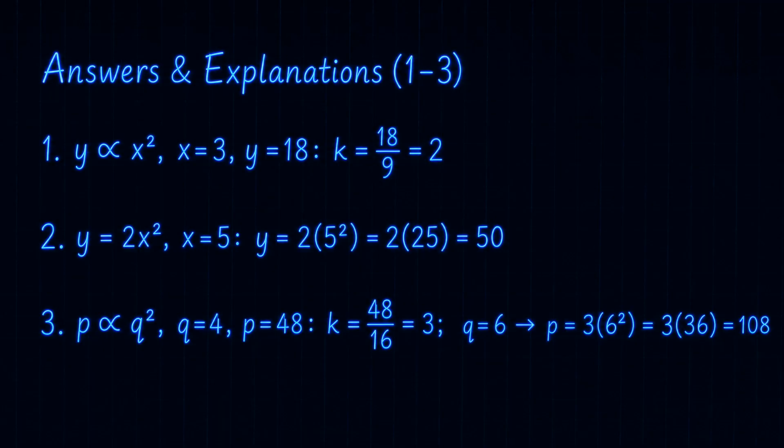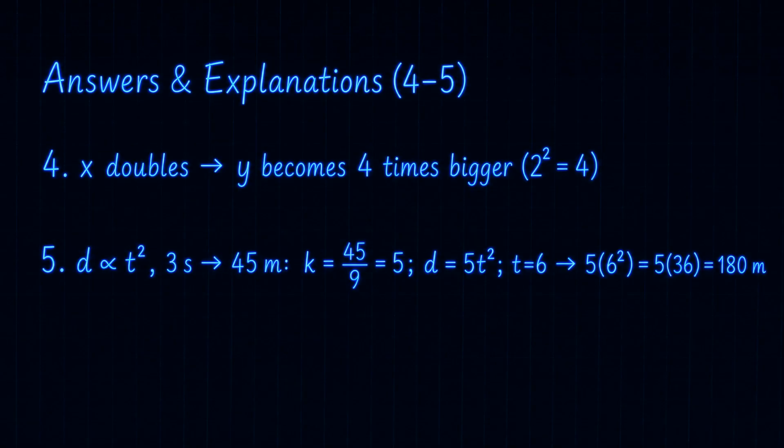Ready? Let us check them together. Question 1. K equals y over x squared. That is 18 over 9, which is 2. Question 2. Y equals 2 times 5 squared, that is 2 times 25, 50. Question 3. First find k. 48 over 16 is 3. Then for q equals 6, p is 3 times 36, which is 108.